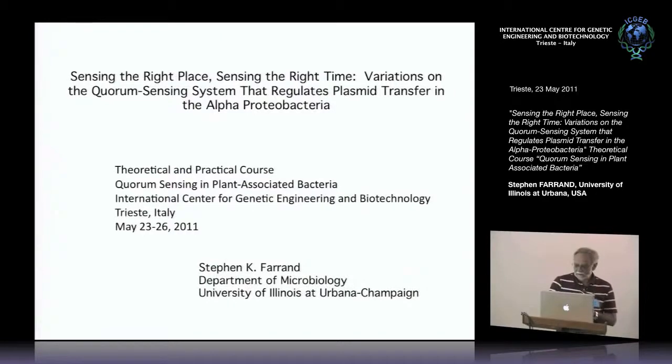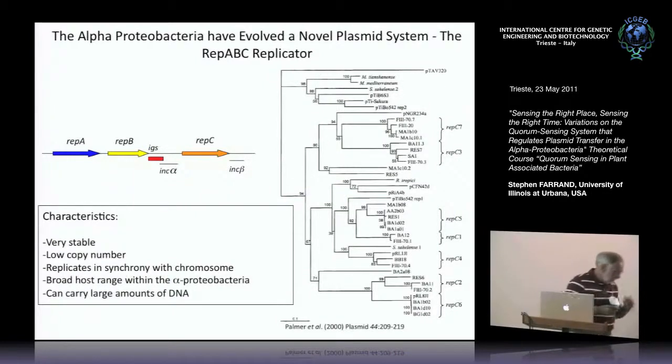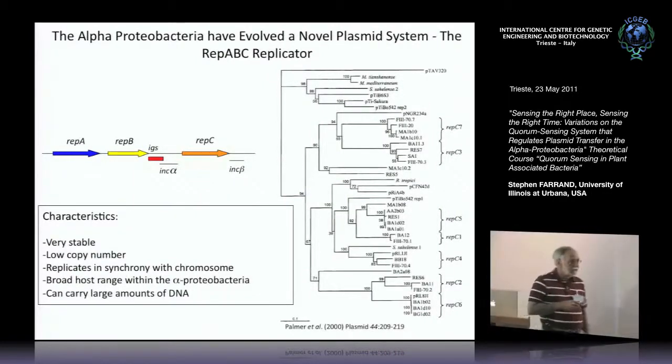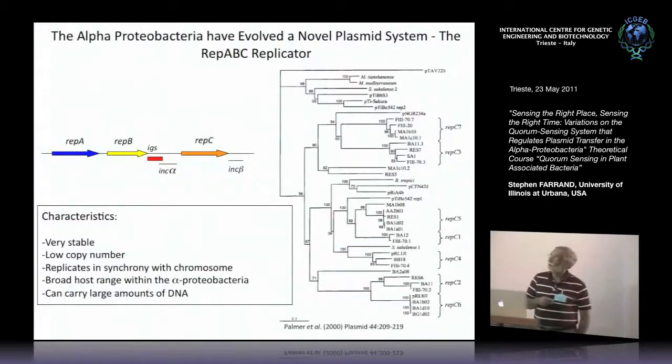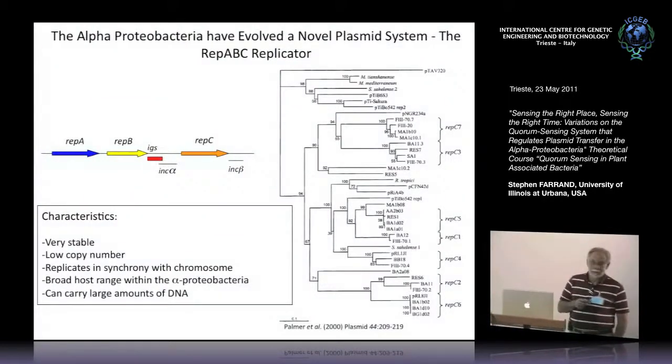So, Vittoria told you the title, and I want to introduce you to a family of bacterial plasmids. These are plasmids that have turned out to be very important in the Alpha-Proteobacteria. They're a family of plasmids based on a particular replication system called the Rep-ABC replicator system. It's a series of 3 genes: Rep-A, which is a regulatory gene, and Rep-C, which is the DNA initiation protein. The ORI for replication lies within the Rep-C.